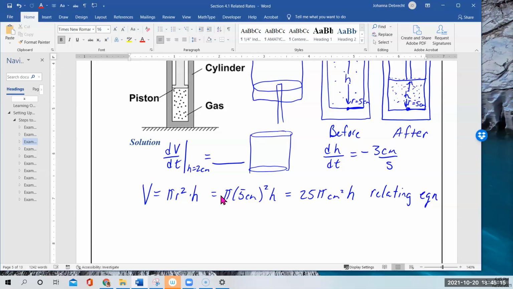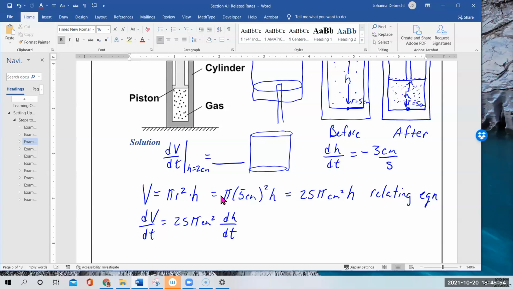In order to complete the related rates problem, the next step is to take the implicit derivative: the derivative on the left with respect to time and the derivative on the right with respect to time. In this case, we don't have too many variables, so we end up with dV/dt is equal to 25 pi centimeters squared dH/dt. Remember that h is a variable which changes with respect to time, so it doesn't just become a constant 1. We have to use the chain rule, which gives us 1 dH/dt.